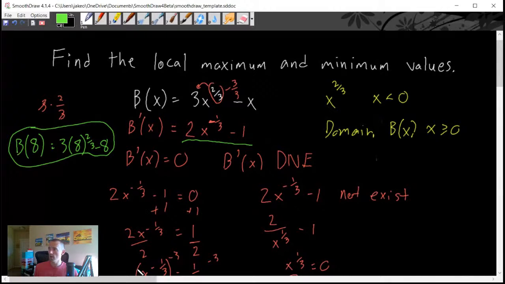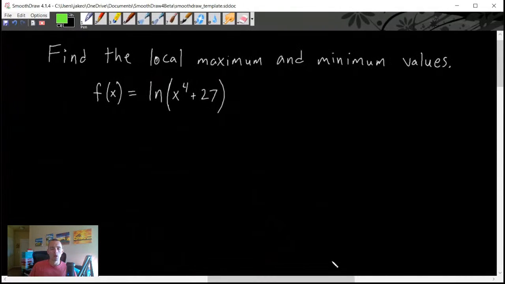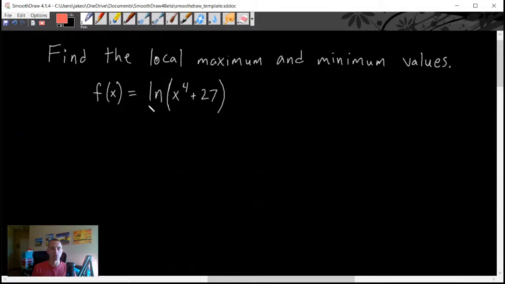All right. Cool. Let's go ahead and hop on to the next question here. I got another one for you. So next question here. Find the local maximum and minimum values of f of x equals ln of x to the fourth plus 27. I'm going to go a little bit quicker through this problem since I went a little bit slower through that last one. But let's go through the same steps here.